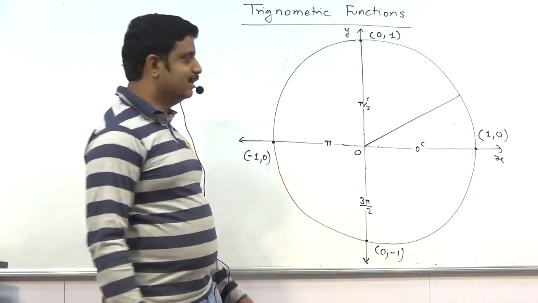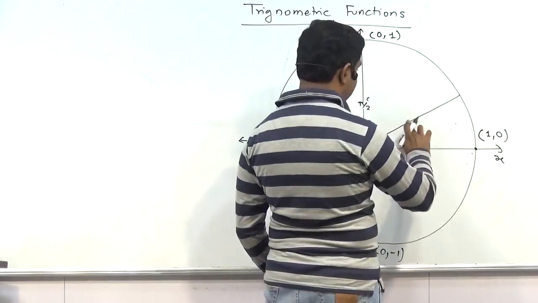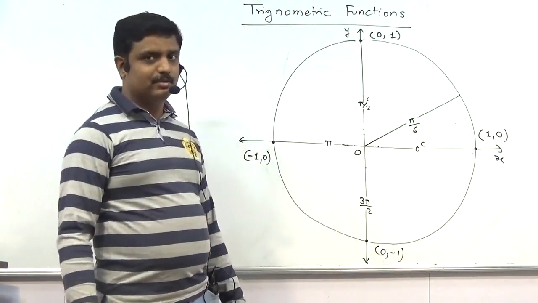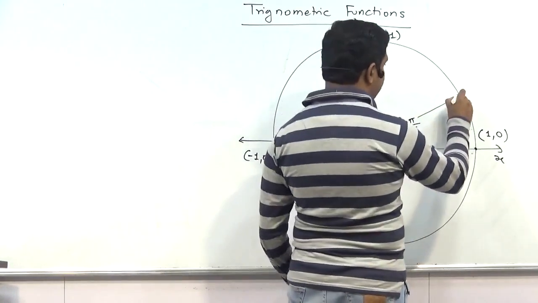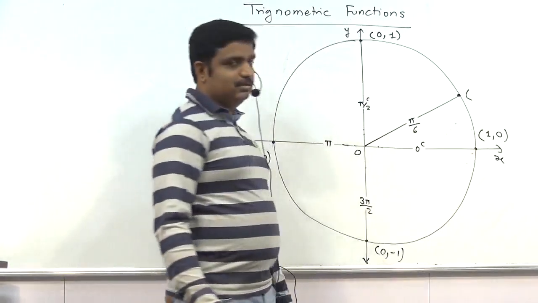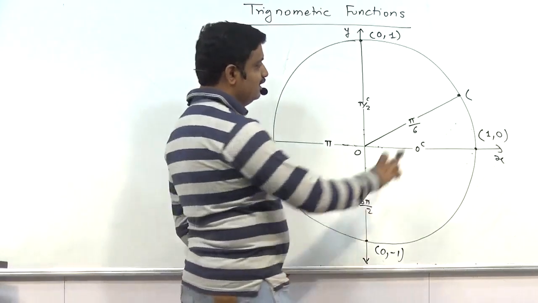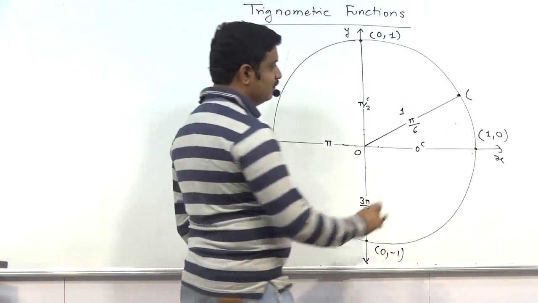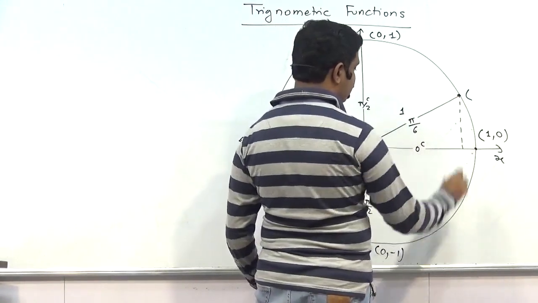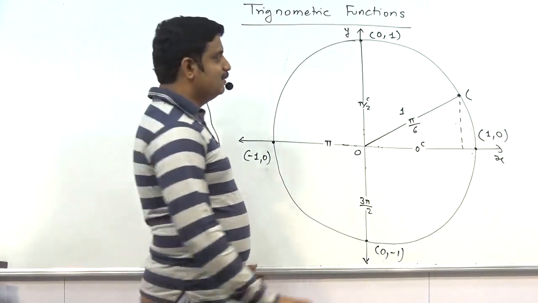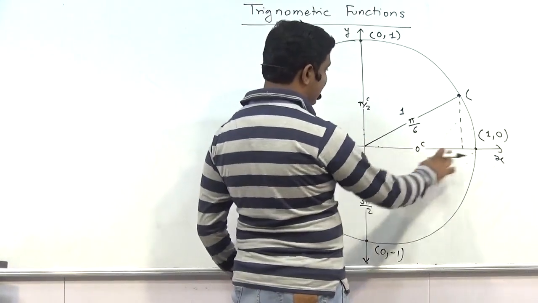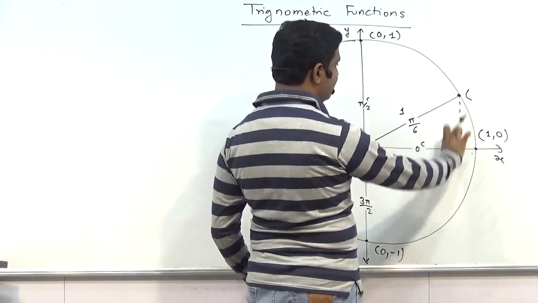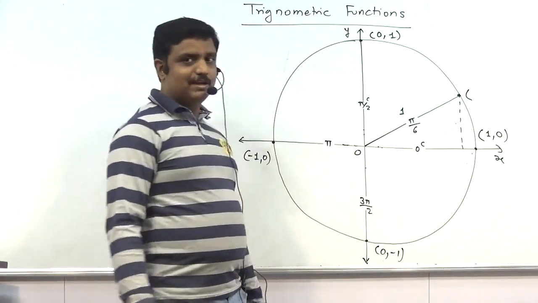Okay, next angle is 30 degree, pi by 6 radian. Can you tell me what are the coordinates over here? It's very easy. See, this length is 1, the radius of the circle. This is the unit circle. If I drop a perpendicular from this point, what is the distance from the y-axis, which is called the x coordinate, and what is the distance from the x-axis, which is called the y coordinate?